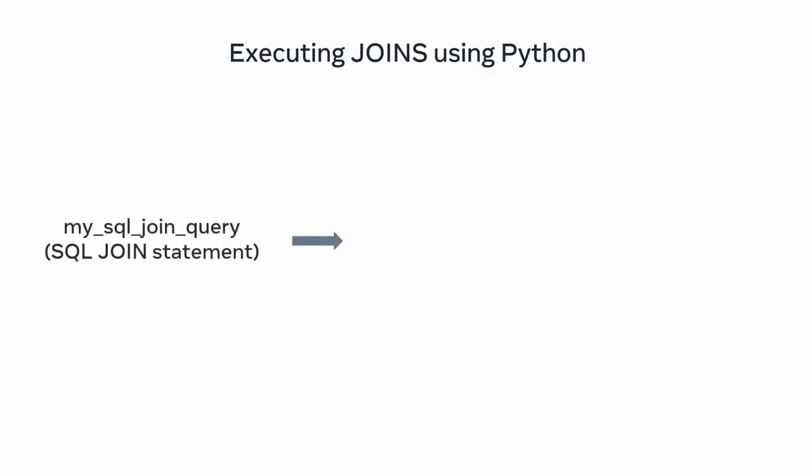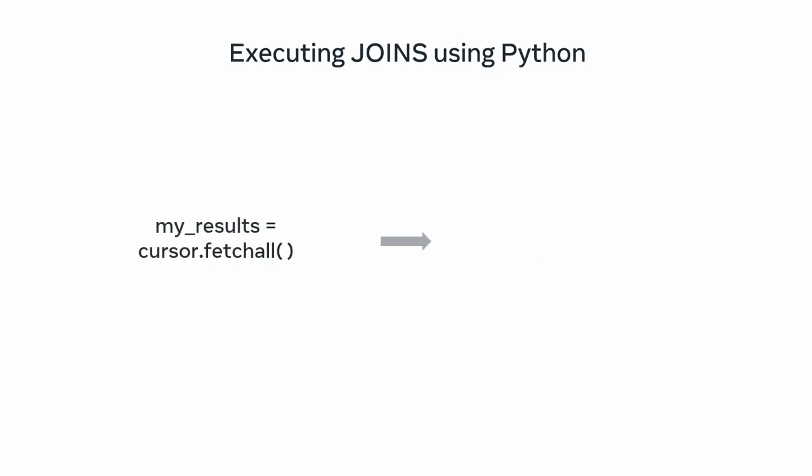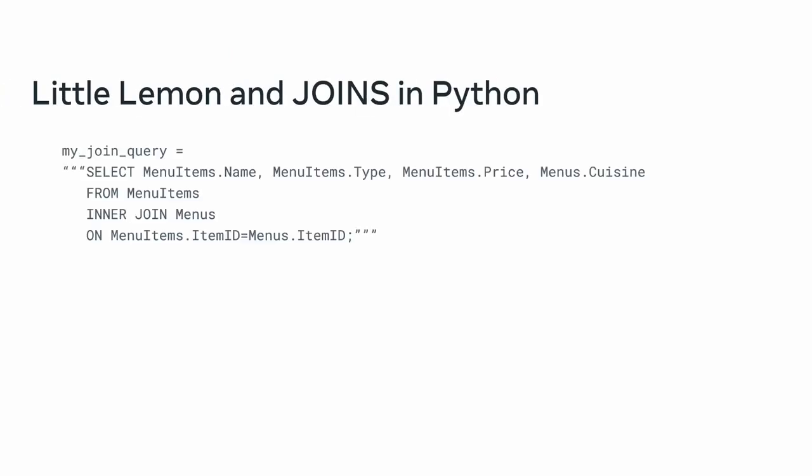A SQL query is created using join as a Python string. The string is executed using the execute module on the cursor object. The results are then retrieved from the MySQL database using another variable that satisfies the query's conditions and the fetchAll method. You also explored an example of this process from the Little Lemon database.